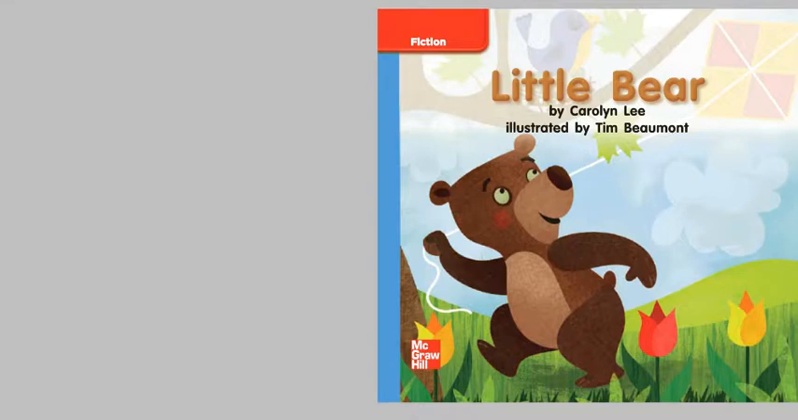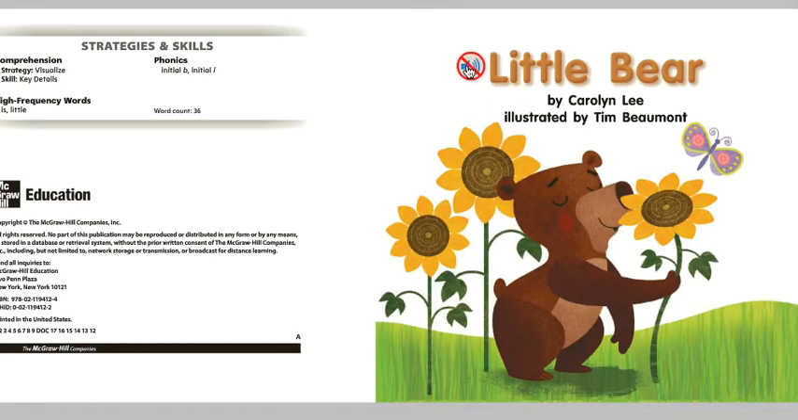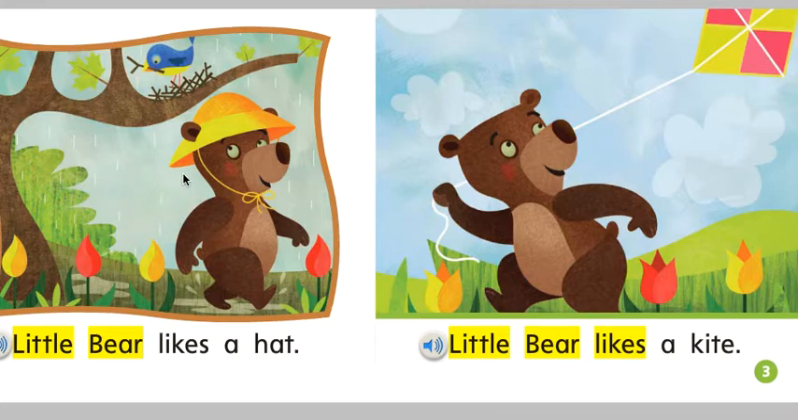Remember, we're just looking at pictures here. Here's the title again. Little Bear by Carolyn Lee. Illustrated by Tim Beaumont. Oh, look here. What does Little Bear like on this page? Yes, that's right. Little Bear likes a hat. There's a hat right there. So your prediction is correct.